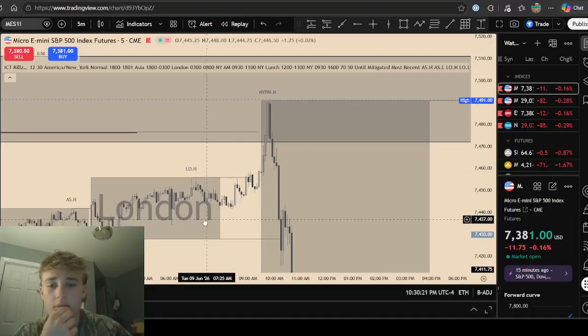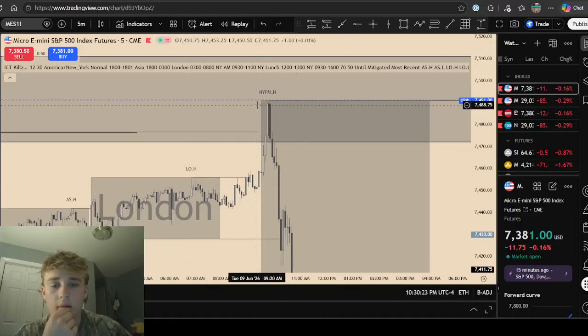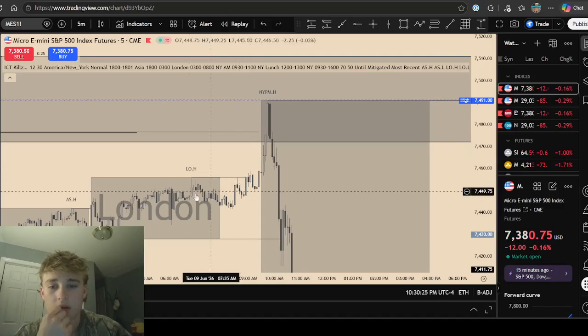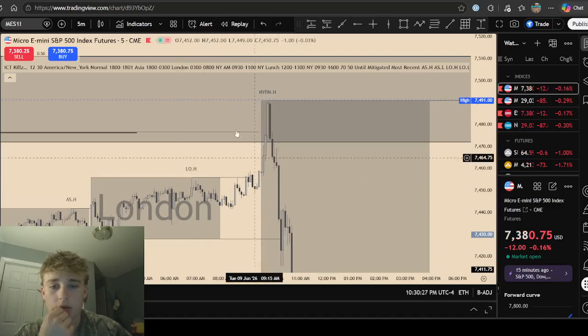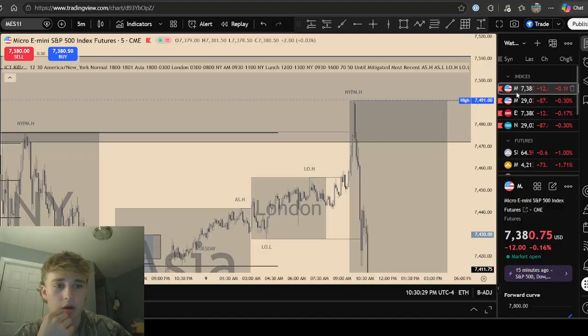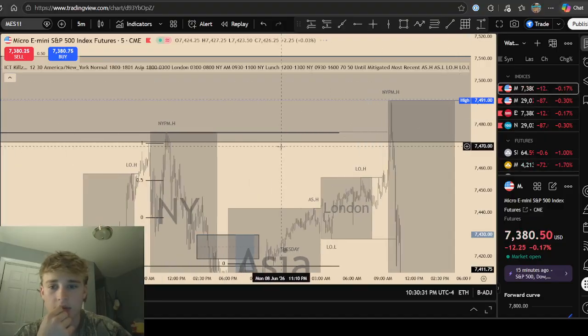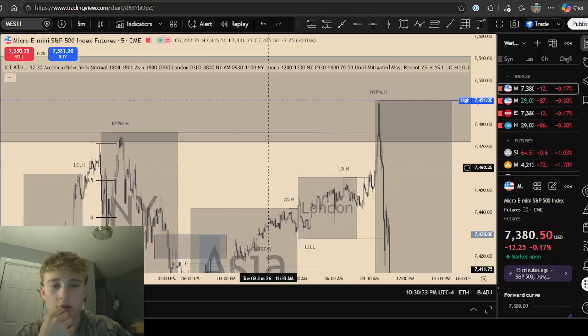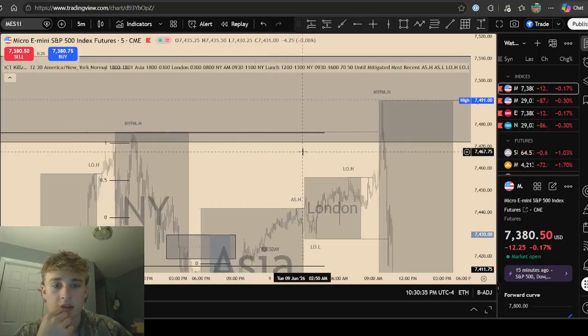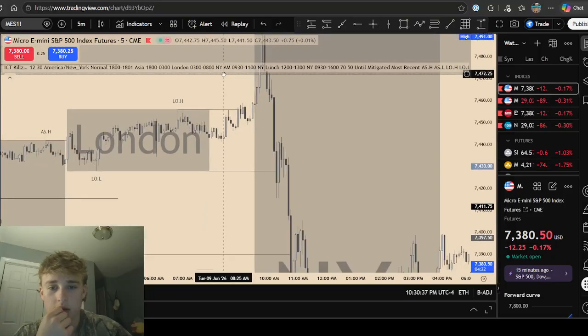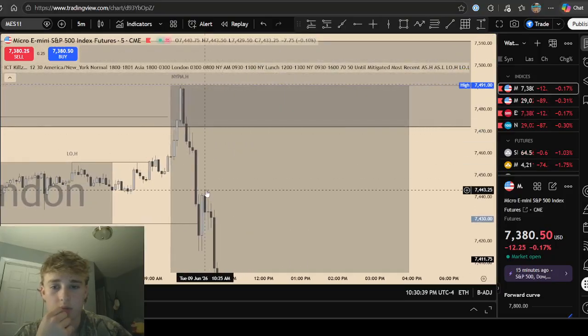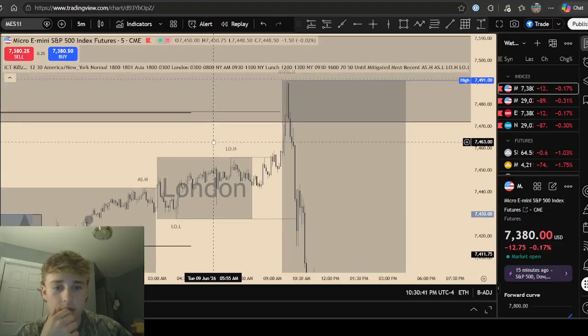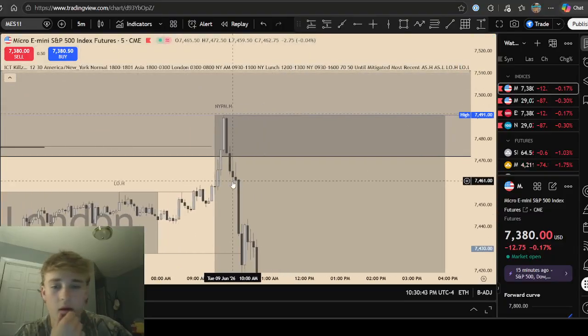So price had pushed up off of London, swept liquidity off of London session, both on ES and NASDAQ. But in this one, we had also swept New York highs, and we were in a daily fair value gap, and overall price wanted to go bearish, which was perfect. So my bias was bearish and everything.